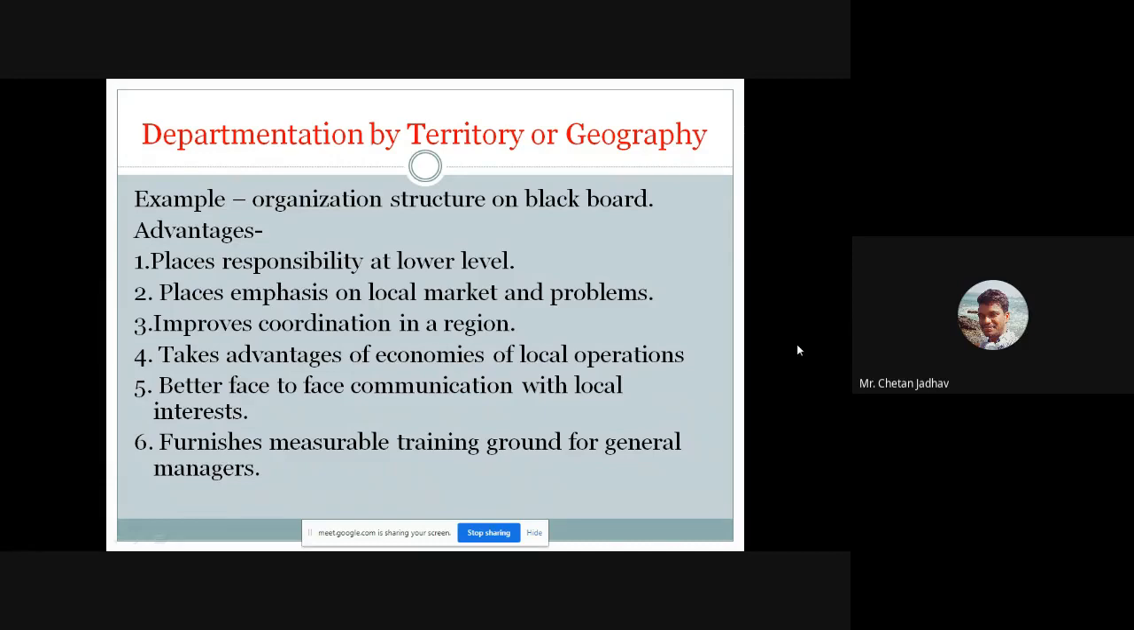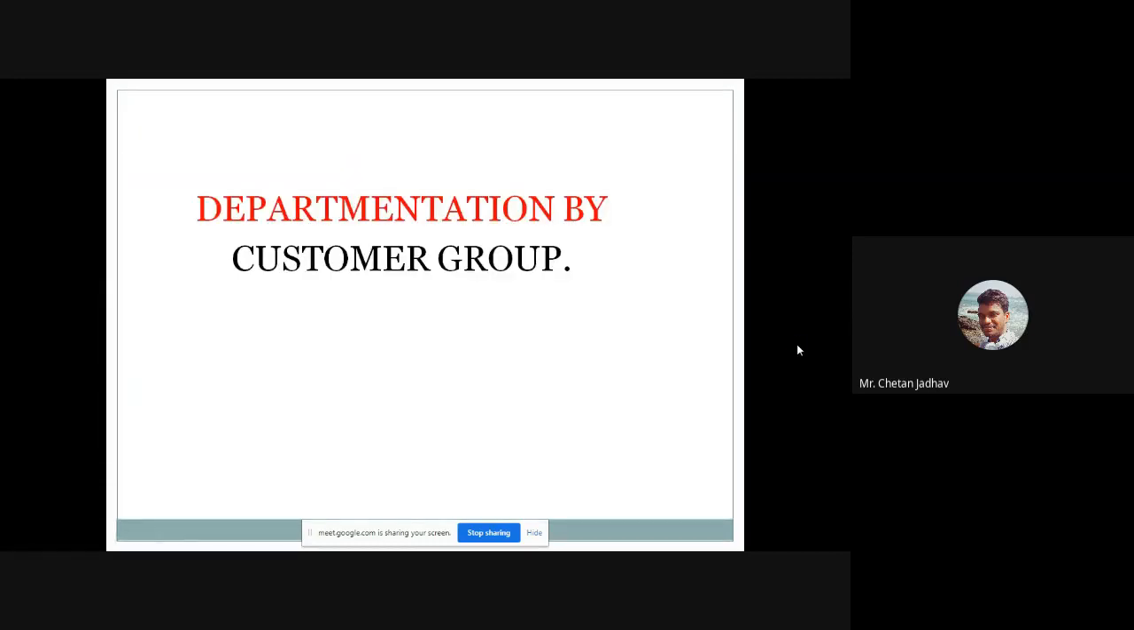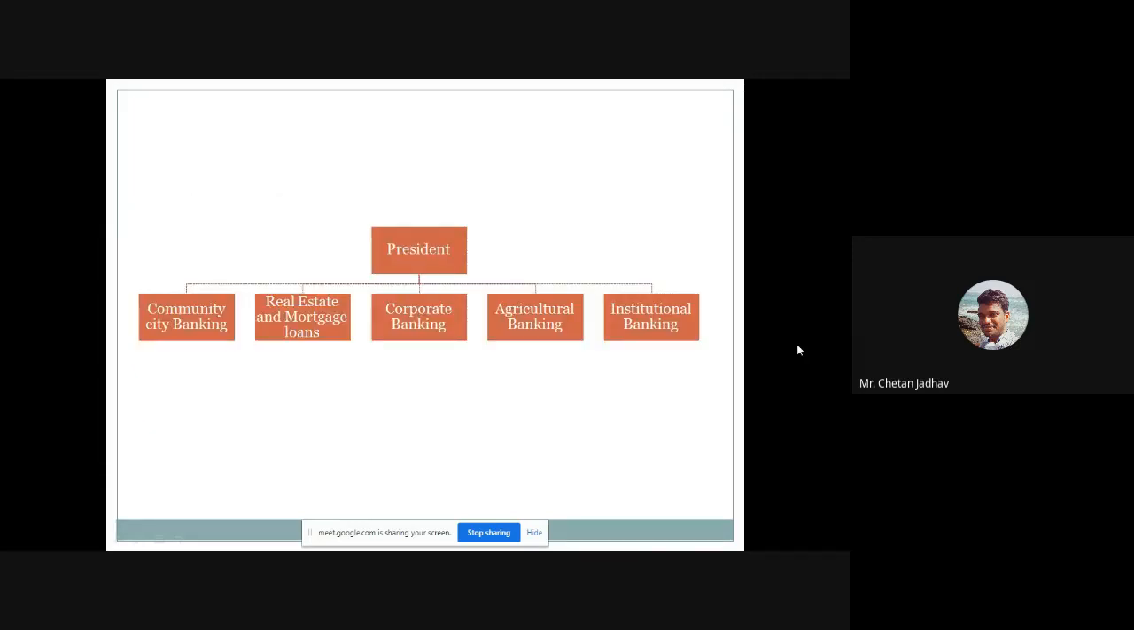Okay, so the next group is departmentation by customer group. So already we have discussed different examples. So this is one of the examples where we can divide and make different departmentation. Likewise, in customer group, the first person is the president, the owner of that company or organization. Then according to customer means, here we are taking the example of banking. So as per the agriculture section, those who are related to agriculture, for those customers we will make agricultural banking separate. Then institutional banking, corporate banking, real estate and mortgage loans, community banking.